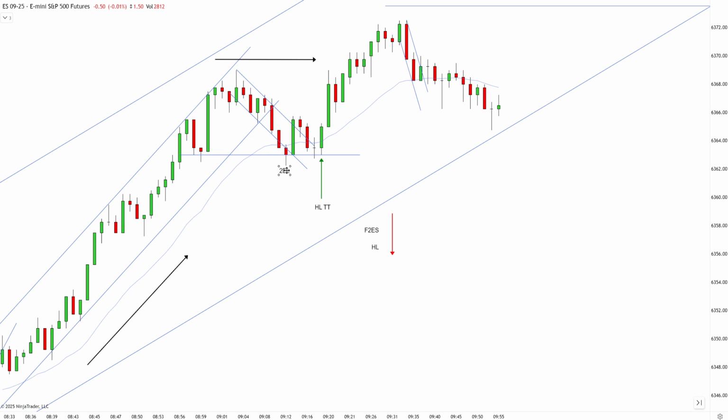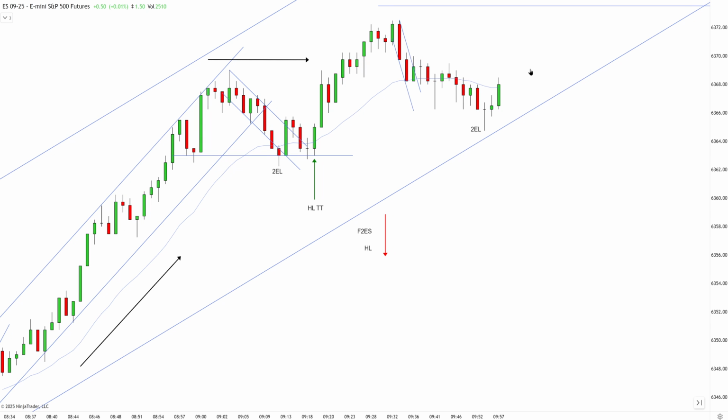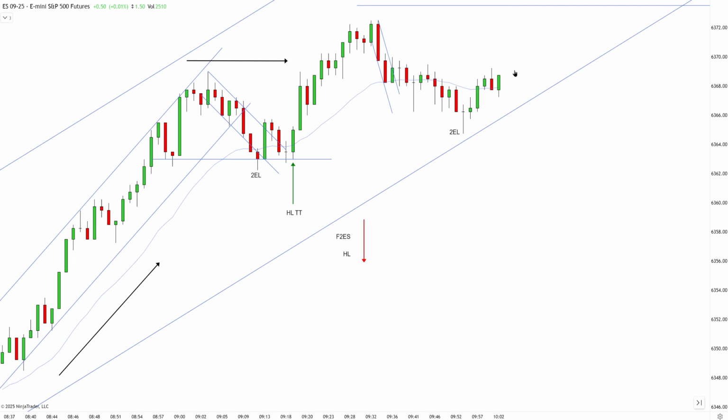I don't want to take it. Second entry long below EMA, and the market keeps pushing above EMA. And now we actually have a high-low confirmation setup. Okay, and this is what we talked about.